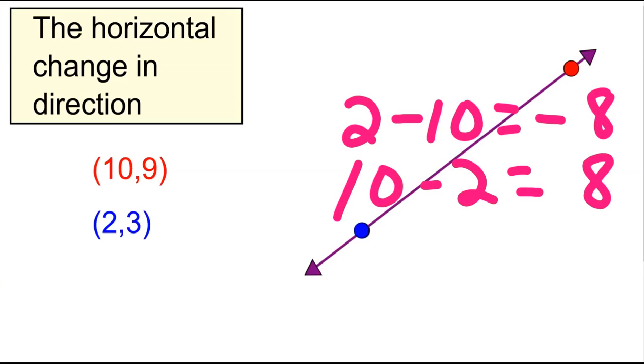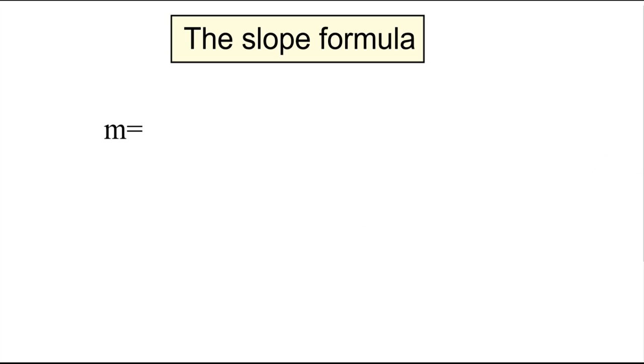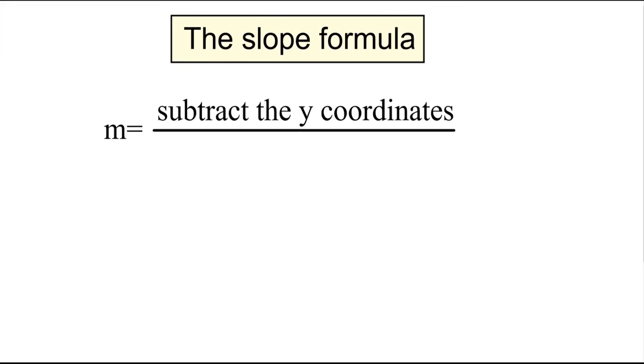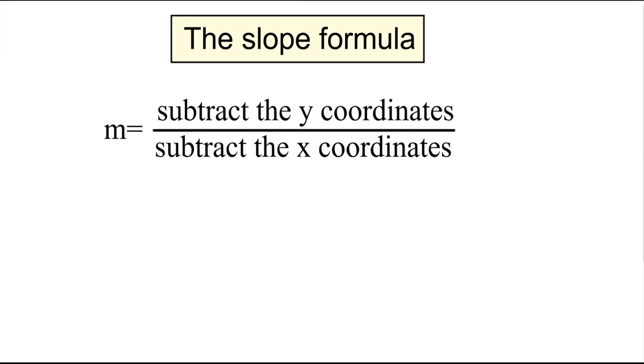I think we are now ready to talk about the slope formula. Remember, we designate slope by the letter m. And if the vertical change in direction can be obtained by subtracting the y-coordinates, then by all means, let's subtract the y-coordinates. Likewise, if the horizontal change in direction can be obtained by subtracting the x-coordinates, then let's do that.